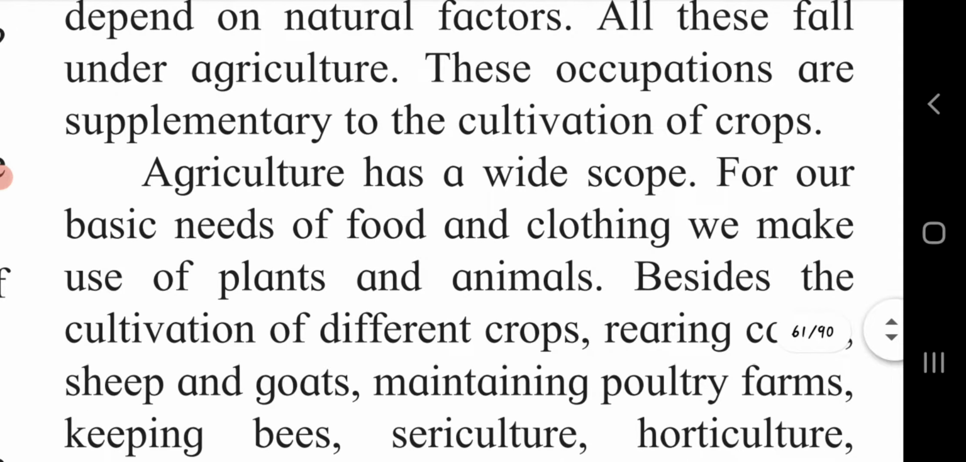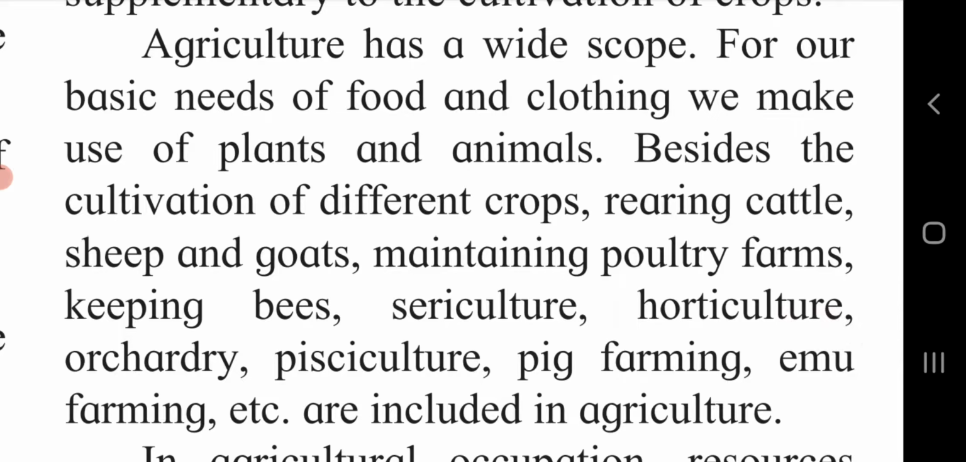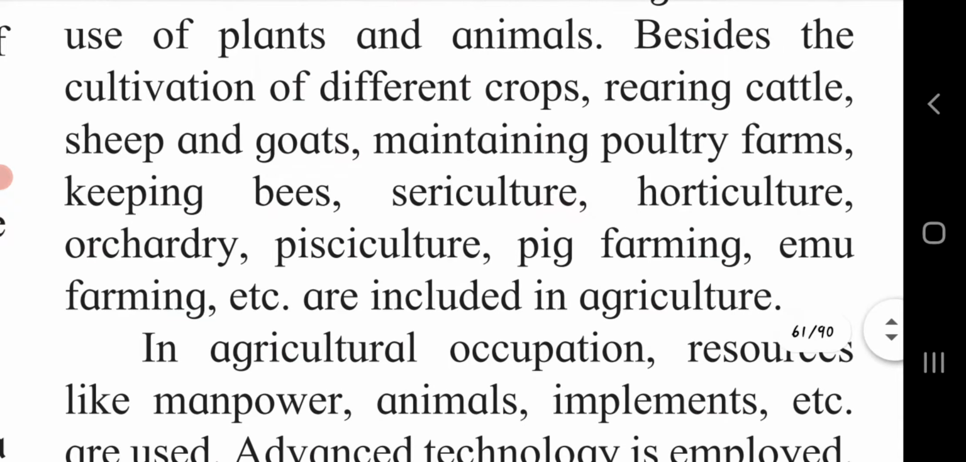All this falls under agriculture. These occupations are supplementary to the cultivation of crops. Agriculture has a wide scope for our basic needs of food and clothing. We make use of plants and animals. Besides the cultivation of different crops, rearing cattle, sheep and goat, maintaining poultry farms, keeping bees, sericulture, horticulture, apiculture, pisciculture, pig farming, emu farming, etc.